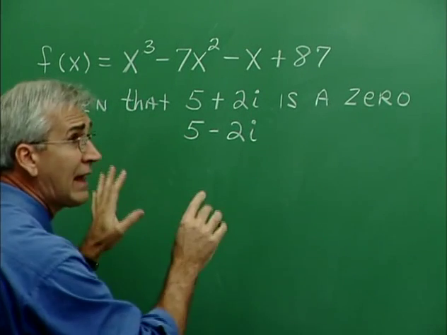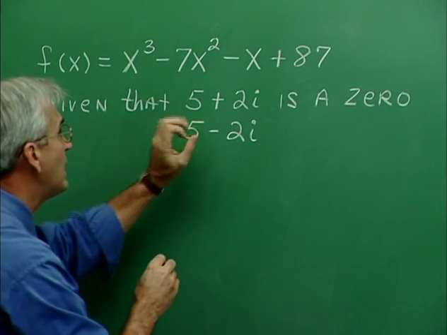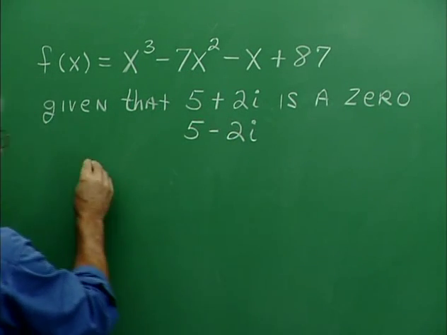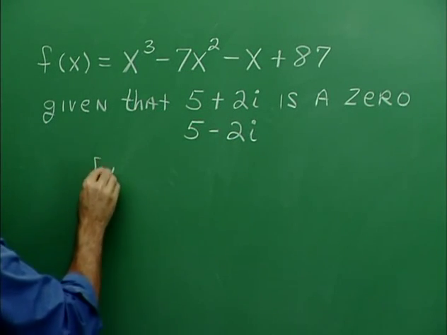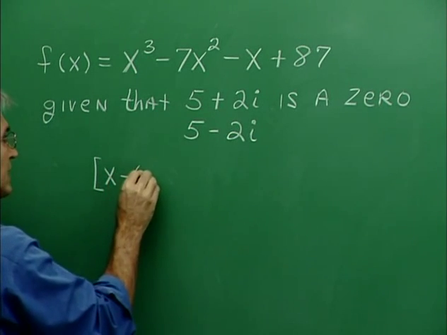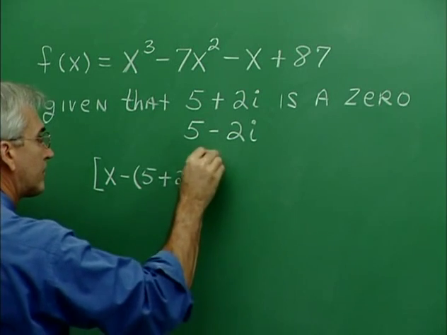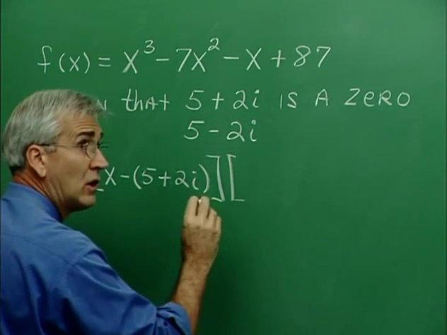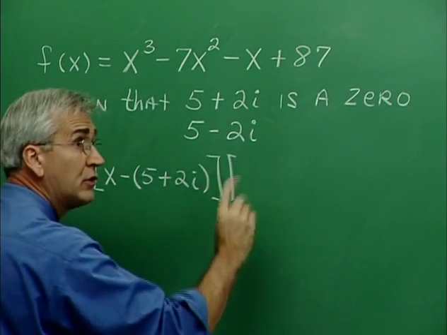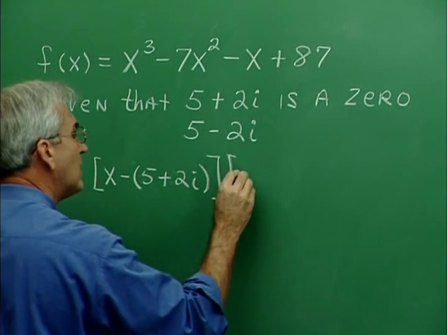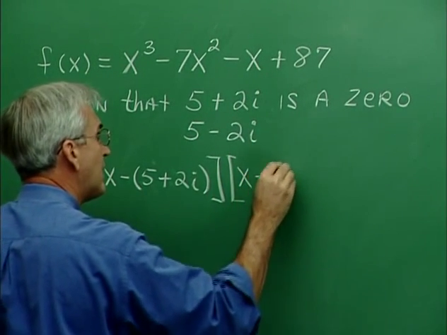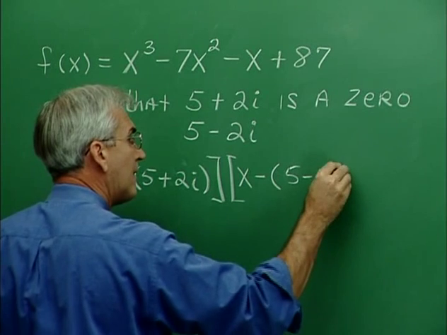Okay, let's take that algebraic approach now. Here's what we know. We know that these 2 are zeros, so we know that x minus each of these is a factor, and their product, you see, will divide that. That's the idea. So I'm going x minus and then 5 minus 2i.